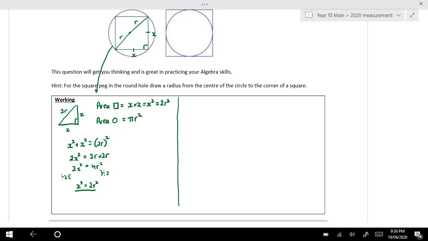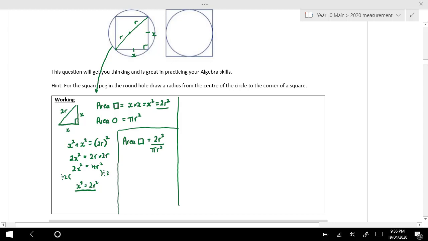All right, so now what we're going to do is, here's the hint. We want to work out what fraction of the square area is equal to that of the circle. So what we're going to do is the area of the square. To work out what fraction it is, the area of the square is equal to, well, we've got it up here, 2r squared. And the area of the circle is pi r squared.